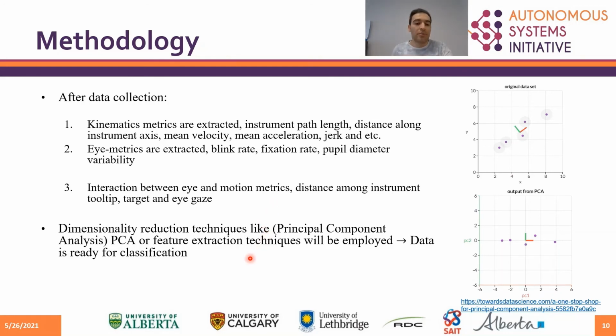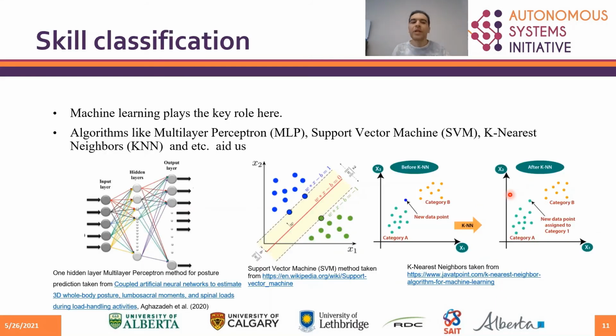Later, we want to employ dimensionality reduction techniques like PCA, that you can see here, to reduce the redundancy in our data set. Finally, we want to employ machine learning algorithms like multi-layer perceptron, as you can see here, and support vector machine for two-class classification. Blue circles are experts, green circles are novices, and the other method is k-nearest neighbors, and we can have multiple classes. Here we have two, let's say novices and experts.